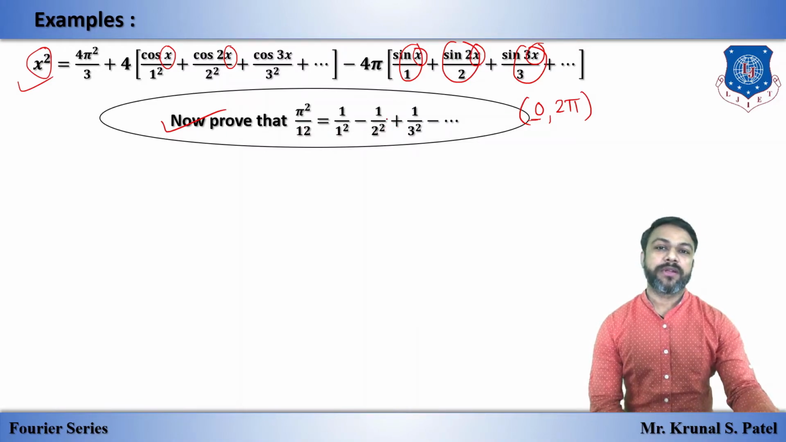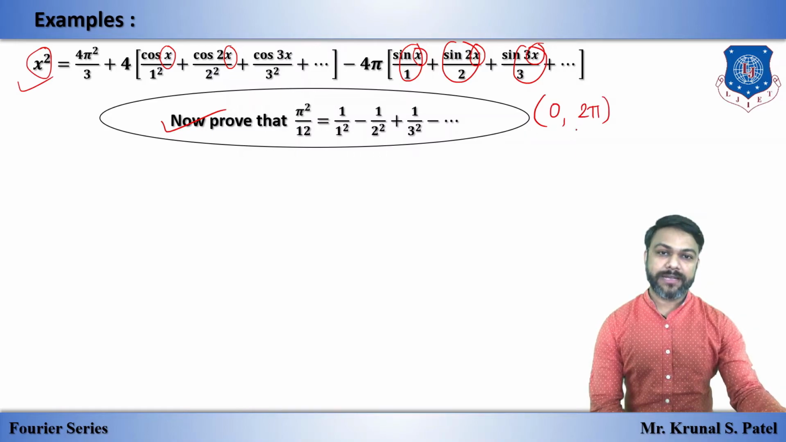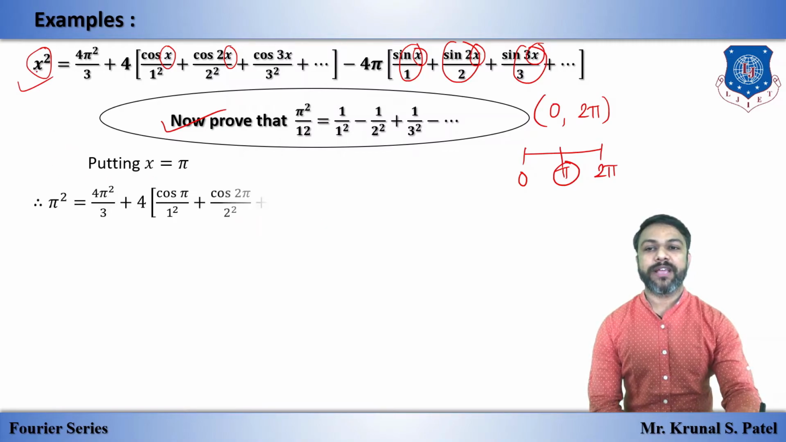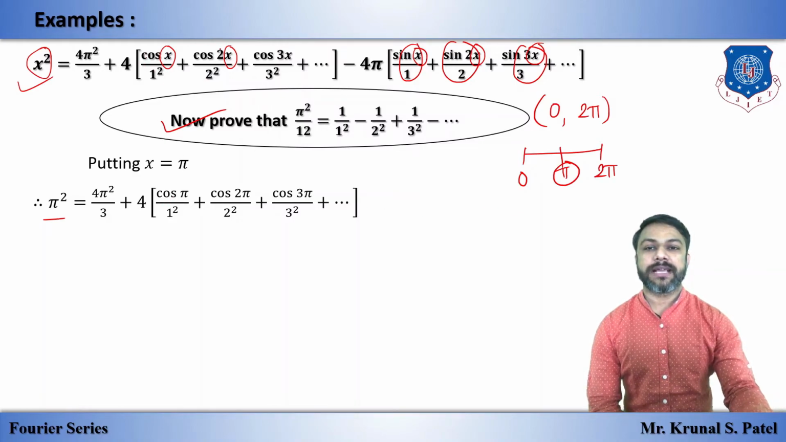So x equal to 0 is not possible. Similarly, x equal to 2 pi is also not possible. So we will take a point in between 0 and 2 pi. So this is our interval 0 to 2 pi. There is pi in between this. So we will use x equal to pi. Putting x equal to pi, we have pi square as it is. As I told, sin pi, sin 2 pi, sin 3 pi are all 0. So this term is entirely 0. And cos pi, cos 2 pi, cos 3 pi, plus 4.